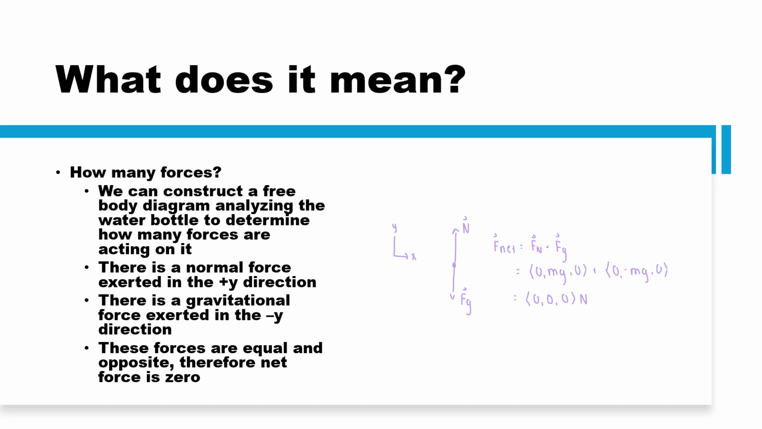Find how many forces are actually acting on the water bottle. We can construct a free body diagram analyzing the water bottle to determine how many forces are acting on it. There is a normal force exerted in the positive y direction, and there is a gravitational force exerted in the negative y direction. These forces are equal and opposite, therefore the net force is zero. The calculations on the right accurately show the vector addition and that the net force on the water bottle is zero.